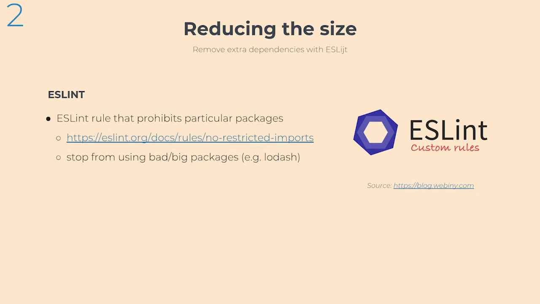So if we just add this rule to our ESLint, we can improve our performance, because it warns us that Lodash is not a good solution to use. For example, we just want to load some particular things from Lodash. So reducing the size can also be done with Next.js.